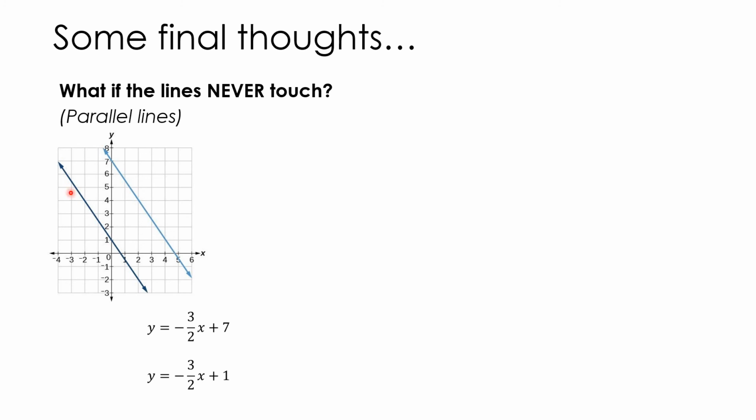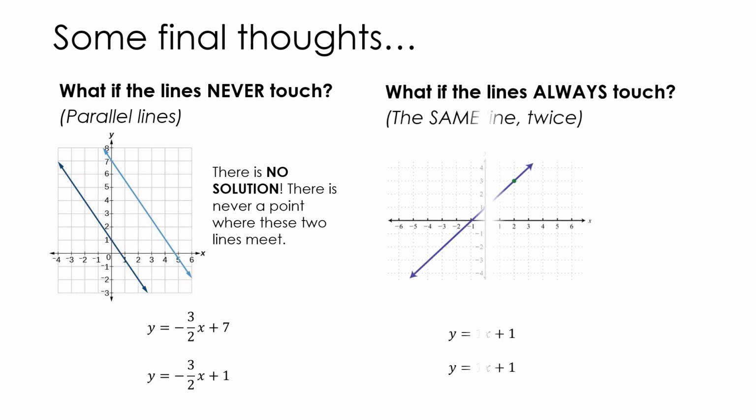So some final thoughts. What if I have two lines that are parallel and they never touch? So here are my equations, and I've already just graphed them for you guys up here. What happens when they never touch? Is there ever a solution? We would say in this case that there is no solution because there's never a point where these two lines meet.